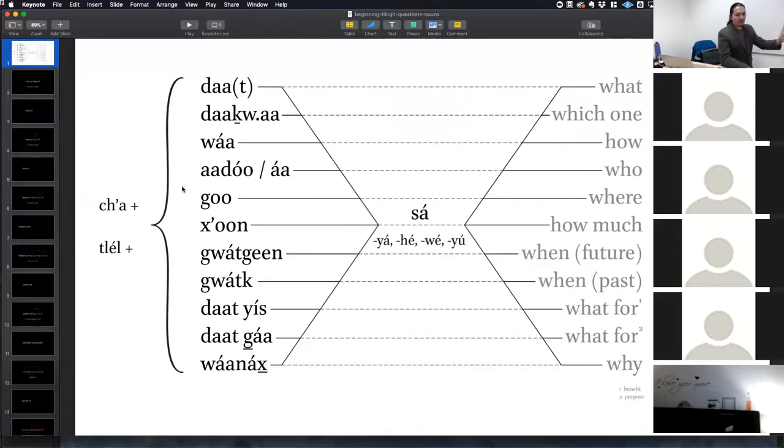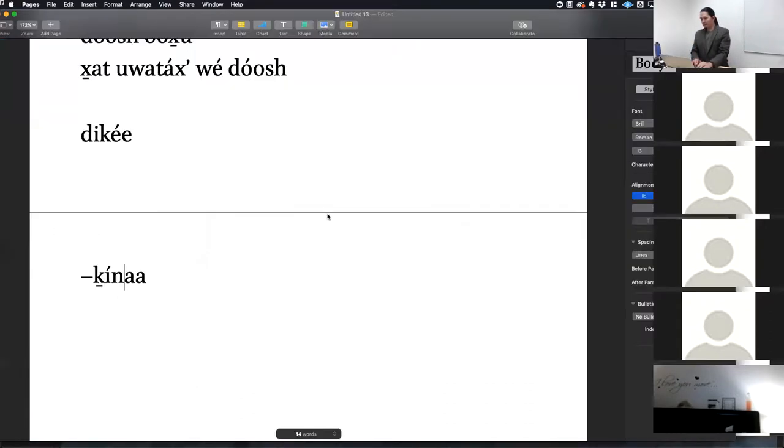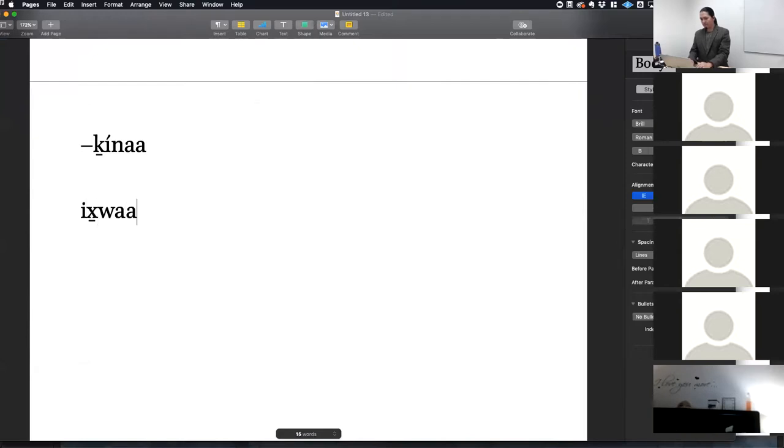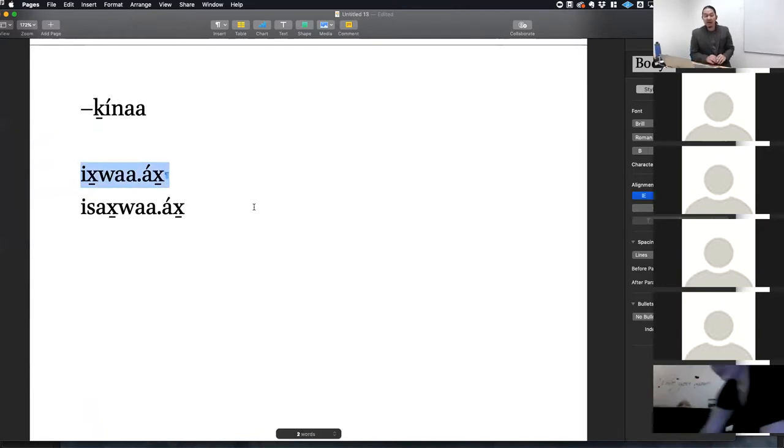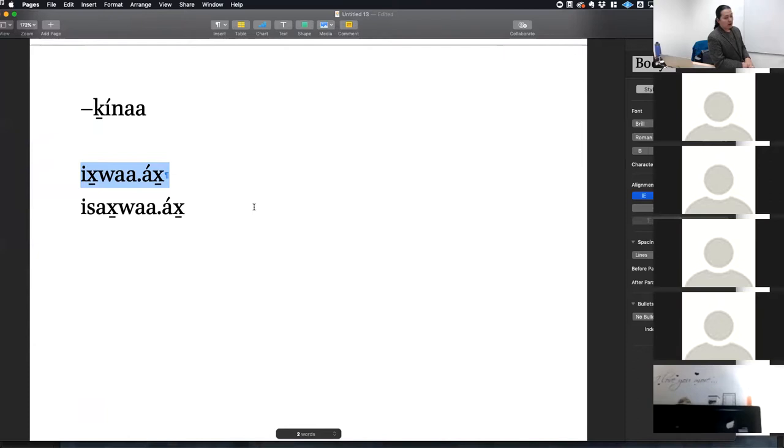Because, for example, if I said this verb, so these are two different verbs. They're different verbs, but they have very similar meanings. So the first one, if I said, ichwa'ach. And that means I heard you rustling around. I heard you making a noise. You were walking. There was something about it that I heard.